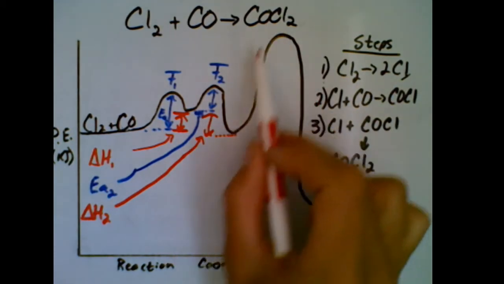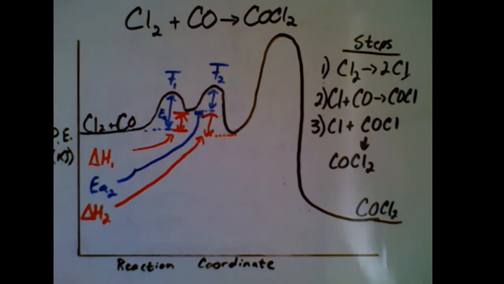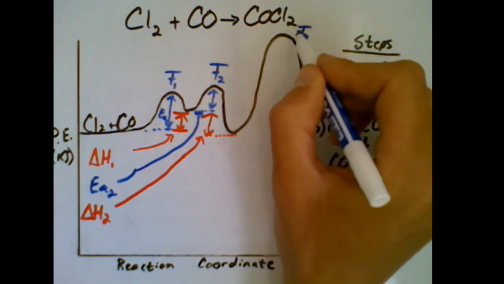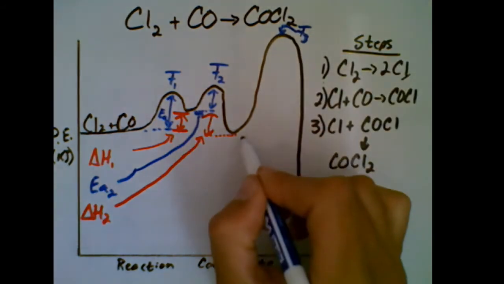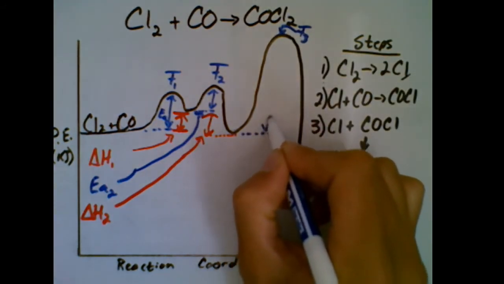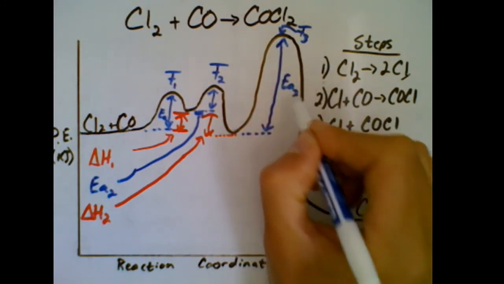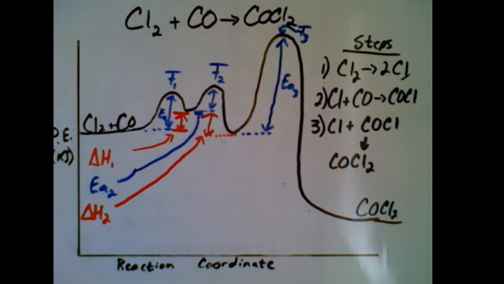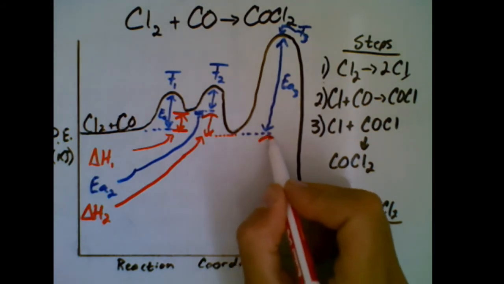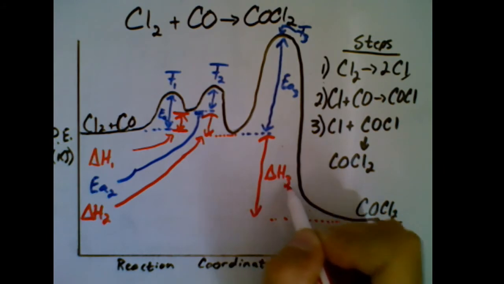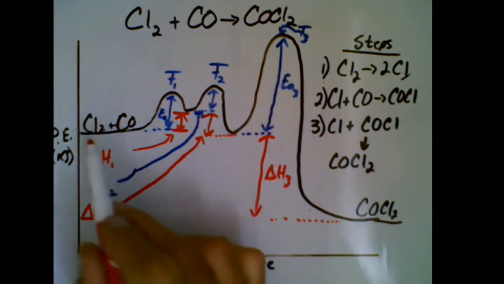But as well as that, I also have a third step. So my third step has its own transition state up here. And my words are in the way, but it would be right at the very peak. And from those reactants to the very peak would be activation energy number 3. And we would also have an enthalpy for that step from those reactants to those products. So the enthalpy of step 3. So you can see there's a lot going on here.